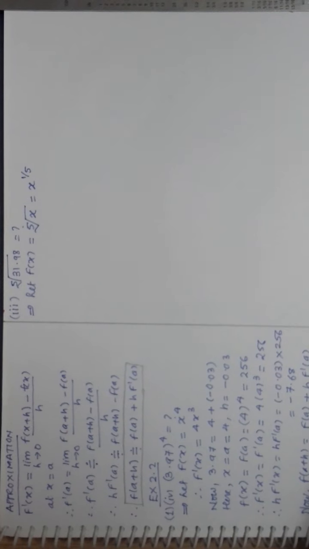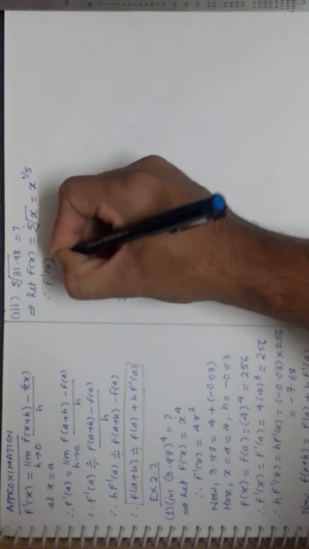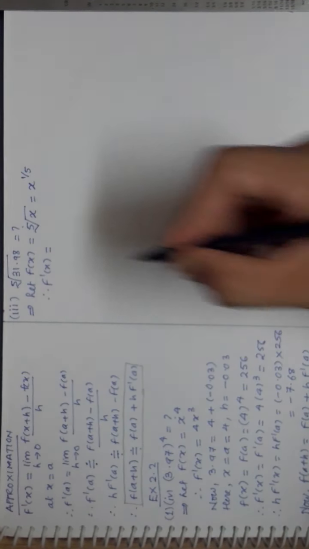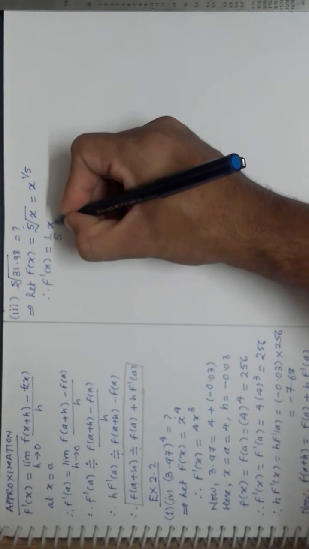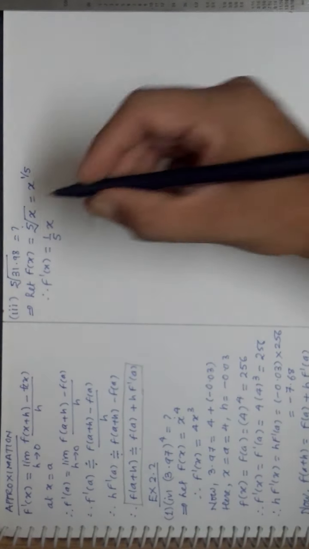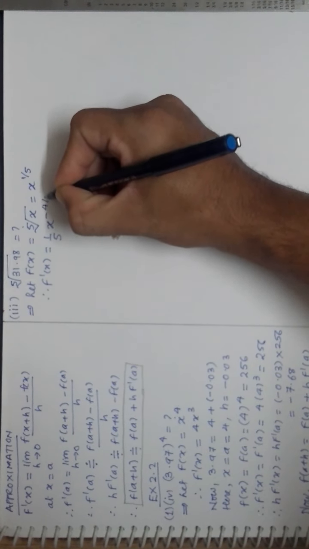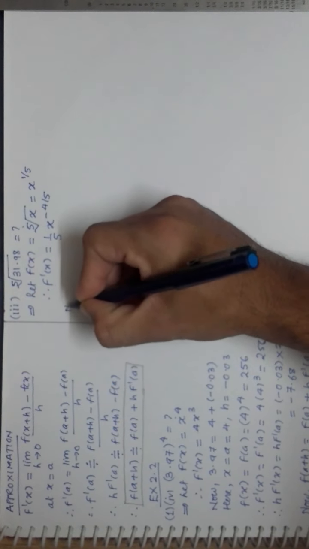Now, as per the defined function of x, you require f dash x also. To find f dash x, the derivative of x raised to n is n x raised to n minus 1. So it is 1 by 5 x raised to 1 by 5 minus 1, and 1 by 5 minus 1 will be minus 4 by 5. Getting it?